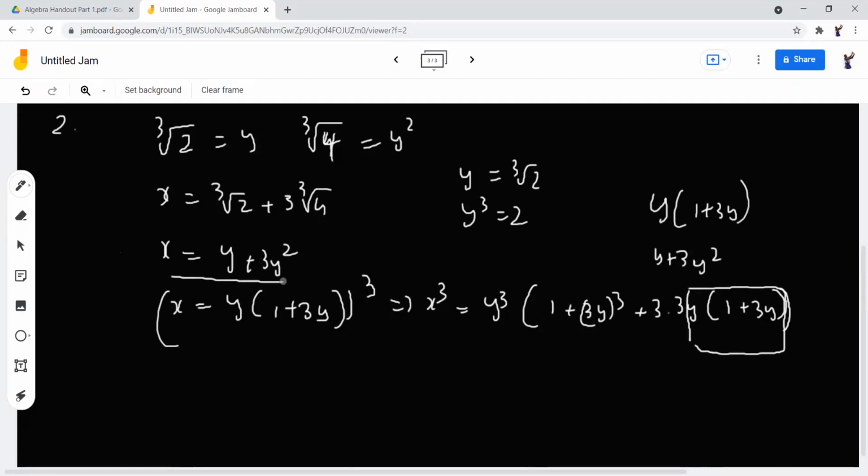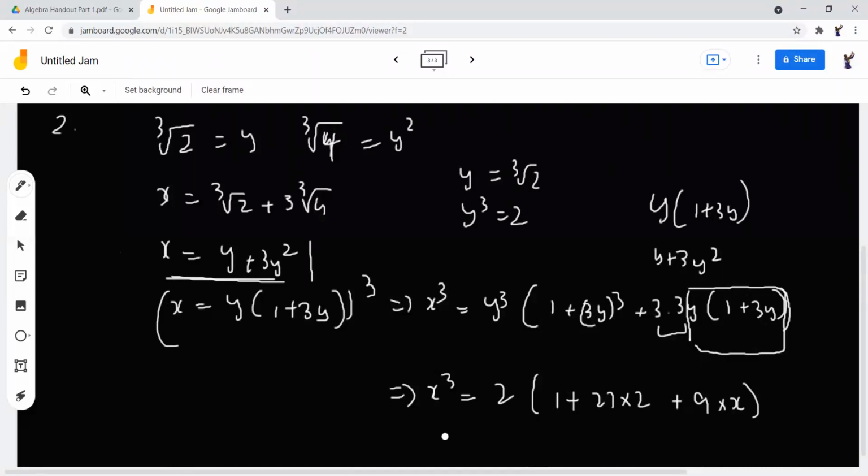Y plus 3y square is nothing but x. You need to observe this. So now what I'm writing is x cube equals 2, because y cube is cube root of 2. So I'm going to write y cube as 2 into 1 plus 27 into 2 plus 9 into x. This is 27 y cubes, and y cube is 2, so I am writing it as 27 into 2. And this part, y into 1 plus 3y, is nothing but x, as we have seen here. And we have a coefficient of 9 here.